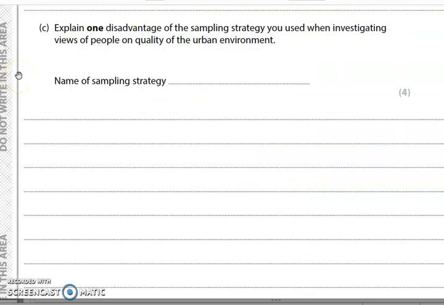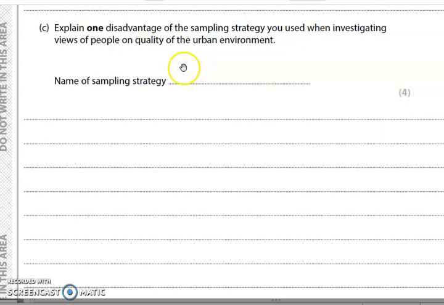So explain one disadvantage of the sampling strategy you used when investigating views of people on the quality of the urban environment. So we've got, again, another explain question. Using those connectives, it's only one thing that you've got to explain, but this is worth 4 marks.